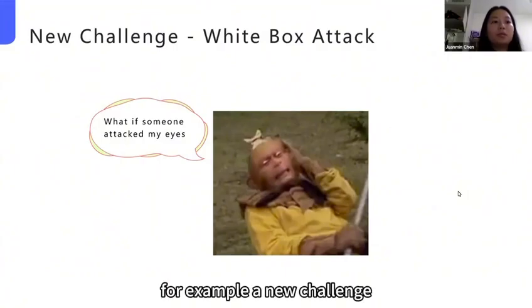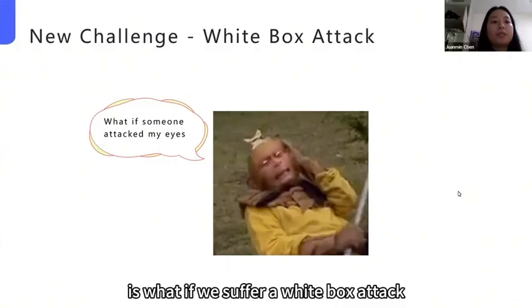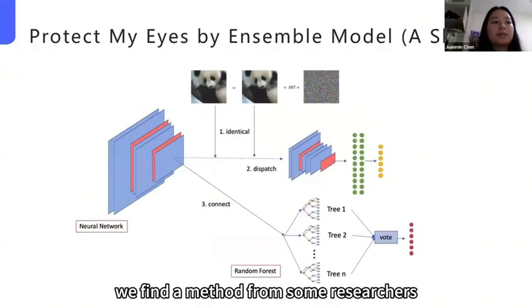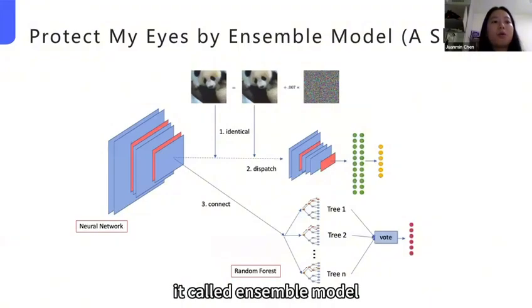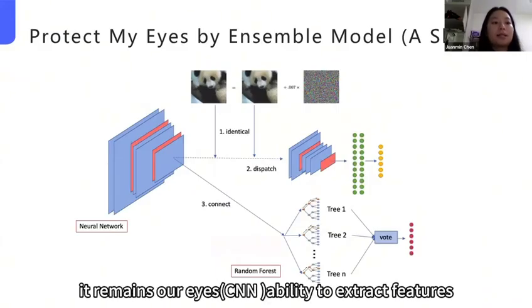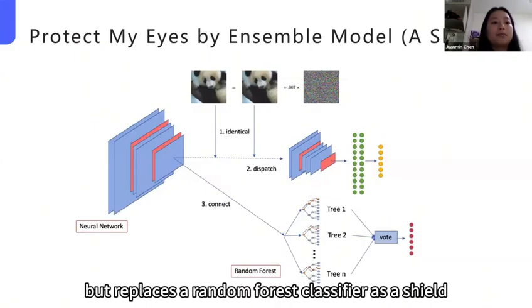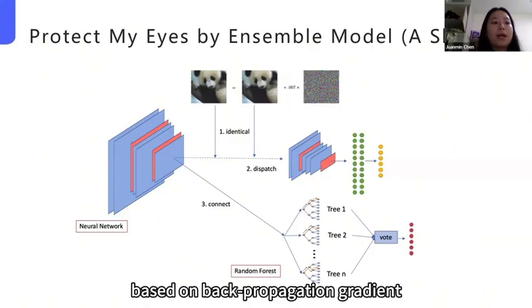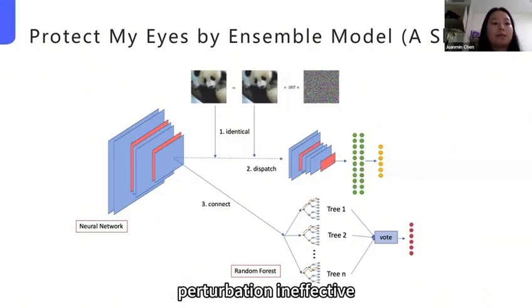For example, a new challenge is what if we suffer a white box attack? We found a method from some researchers. It's called the ensemble model. We used the method to develop a new model. It retains our CNN's ability to extract features, but replaces the classification layer with a random forest classifier as a shield. This shield makes the white box attack method based on backpropagation gradient perturbation ineffective.